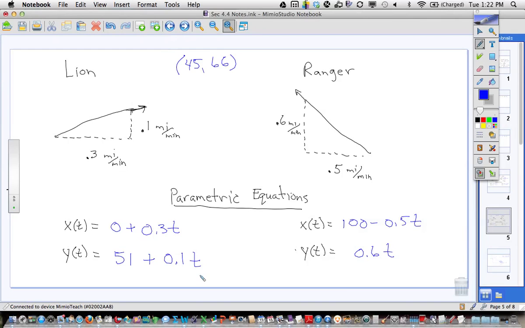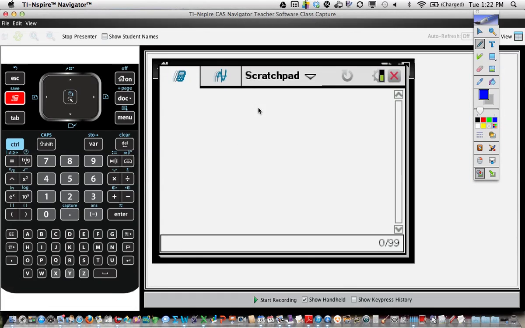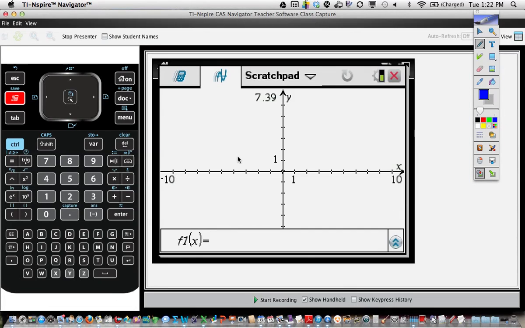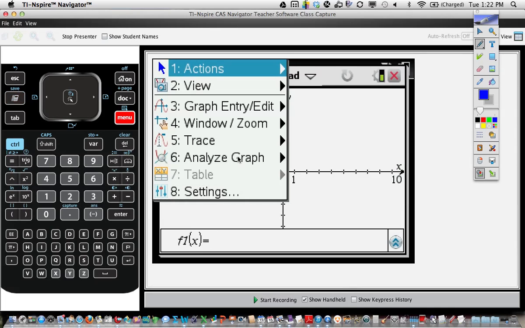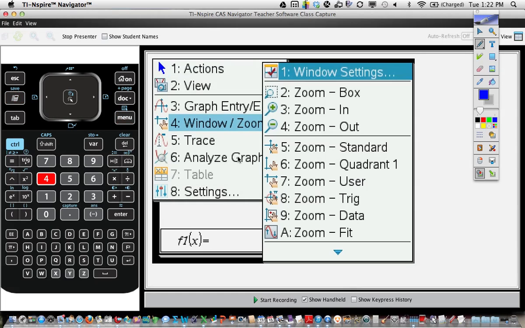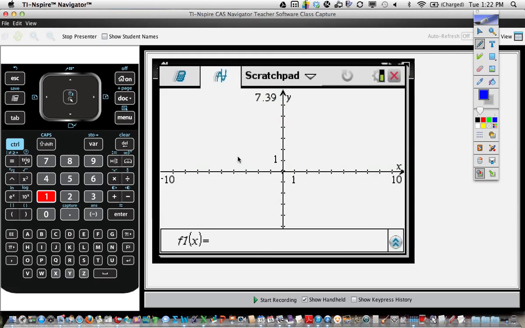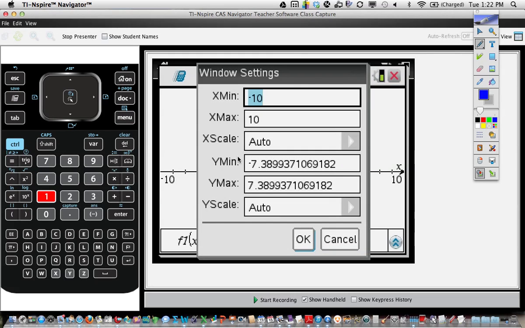Okay, Riley, you're going to be up here now. So, we're going to go ahead and graph those two things on our calculator using parametric. So get into a graph screen. All right. Now let's set our window first. So go to our window settings. And we want our window to look just like the picture on your paper then.